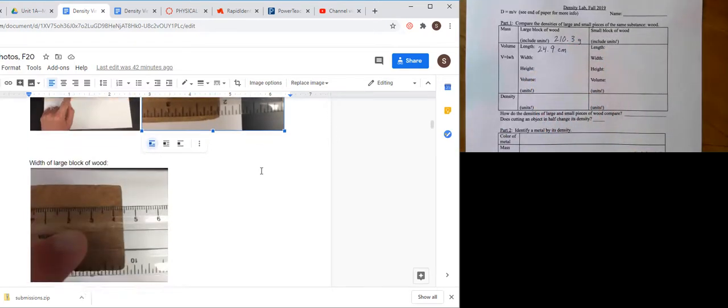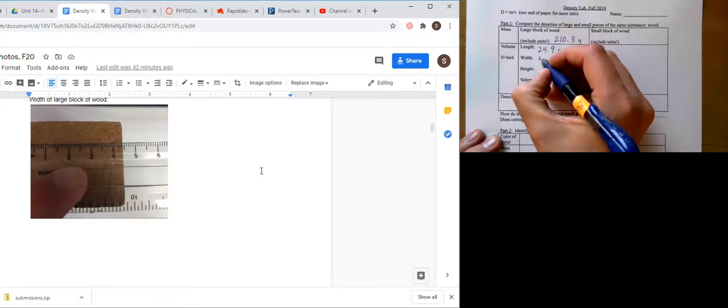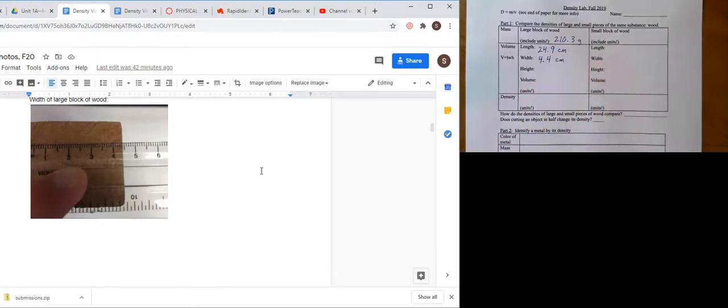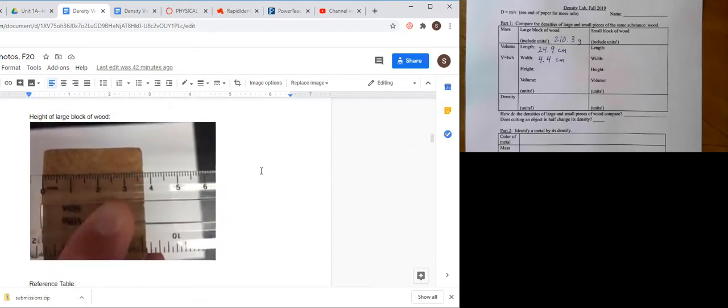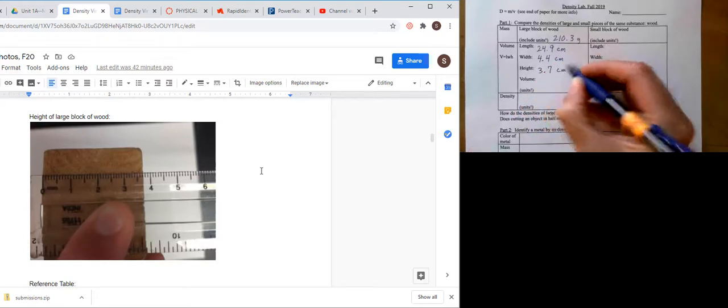Next, we need to find the width of the block of wood. Go ahead and record that in your notes. That would be 4.4 centimeters. And finally, the height of that block of wood, which would be 3.7 centimeters.